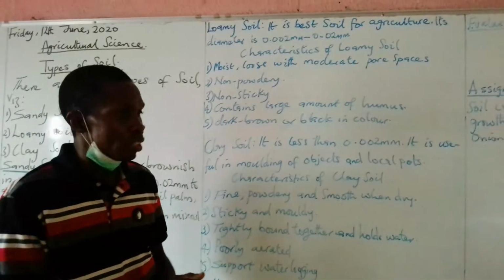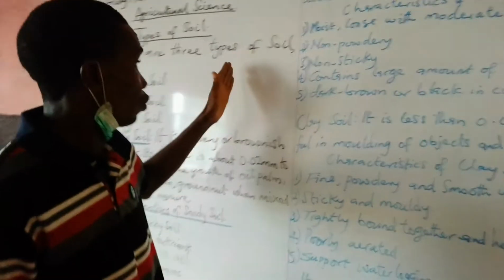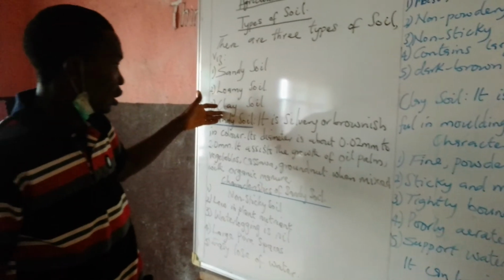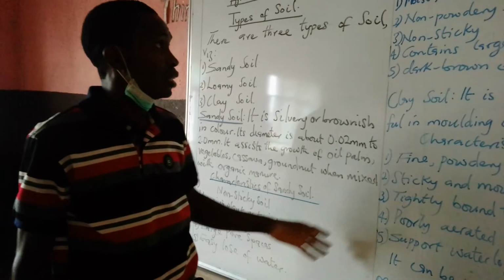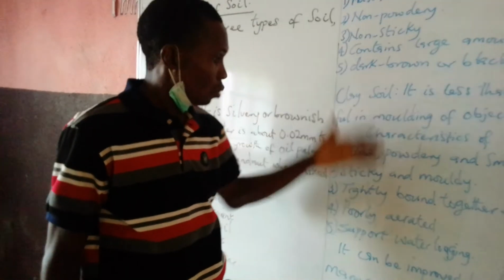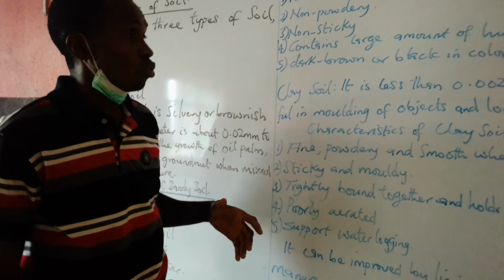So having discussed this, I quite believe that you have understood the types of soil. We have the sandy soil, the loamy soil, and the clay soil. The characteristics of the loamy soil are stated. The clay soil, we have already stated and explained the characteristics.